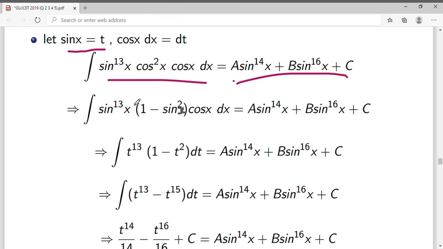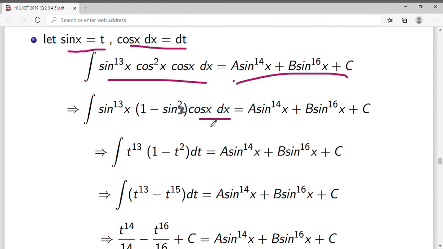Okay. Now here in integral cos cube x is given. Cos cube x is written as cos square x into cos x. Okay. Sin 13x as it is, cos square x is written as 1 minus sin square x, cos x dx as it is, equal to, keep right hand side as it is. After here, sin 13x is replaced by t13. Same way 1 minus t square. Here cos x into dx is nothing but dt.